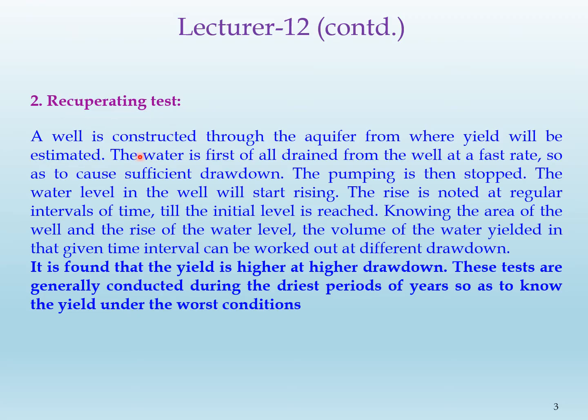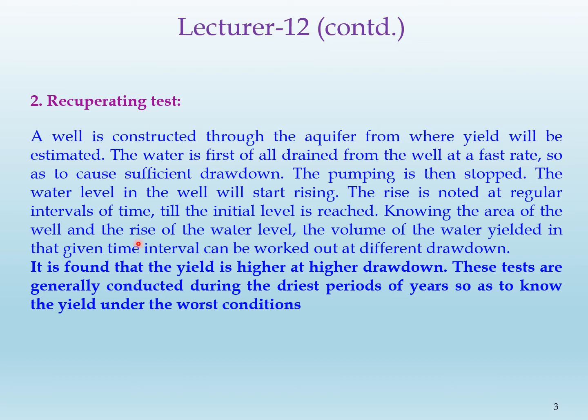Recuperating test. A well is constructed through the aquifer whose yield will be estimated. The water is first drained out to cause a sufficient drawdown. The pumping is then stopped. The water level in the well will start rising, and the rise is noted at regular intervals of time till the initial level is reached.